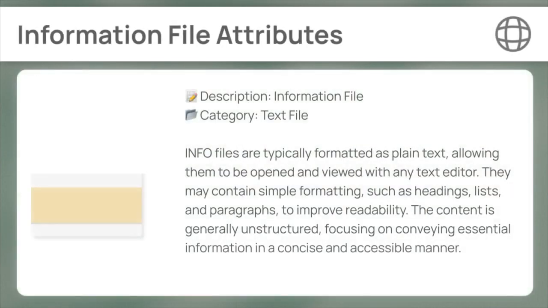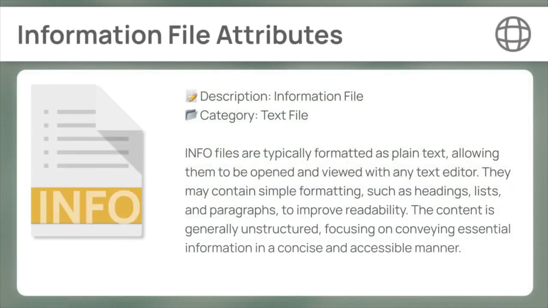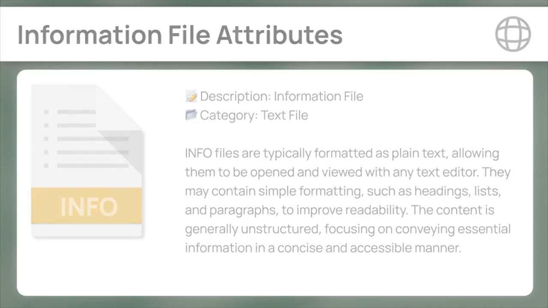Info files are typically formatted as plain text, allowing them to be opened and viewed with any text editor. They may contain simple formatting, such as headings, lists, and paragraphs, to improve readability. The content is generally unstructured, focusing on conveying essential information in a concise and accessible manner.